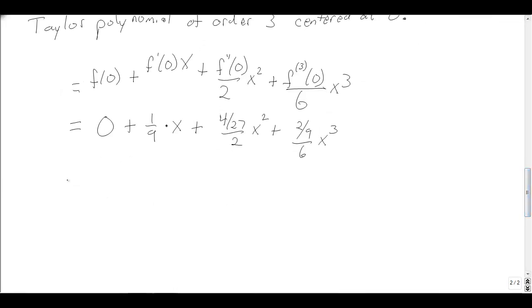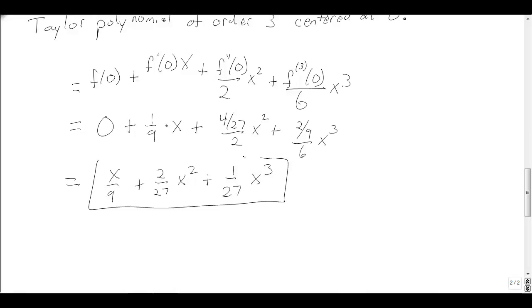And then if you want to simplify this, let's see, 0 goes away. I get x over 9. 4 divided by 2 gives me plus 2/27 x squared. Plus, let's see, 2 and 6, I can cancel a 2. This is going to be a 1/27 x cubed. So this is really my Taylor polynomial of order 3. All right, that works out just fine.